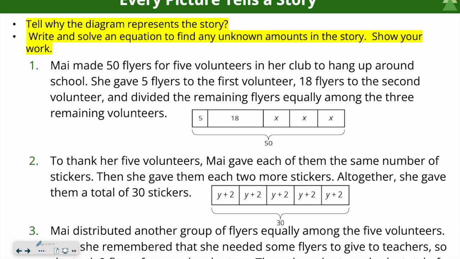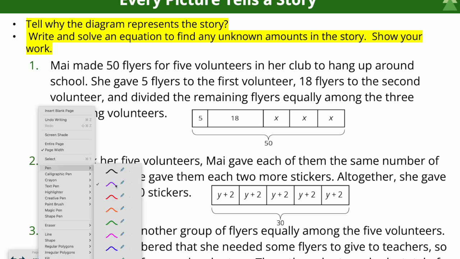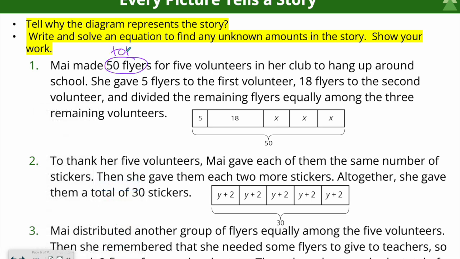So now we're going to look at story problems. And we have to tell why the diagram represents the story, and then write and solve an equation to find the unknown number in the story. Our first story, Mai made 50 flyers for 5 volunteers in her club to hang up around the school. She gave 5 flyers to the first volunteer, 18 flyers to the second volunteer, and divided the remaining flyers among the 3 remaining volunteers. So in our story, the 50 is the total.